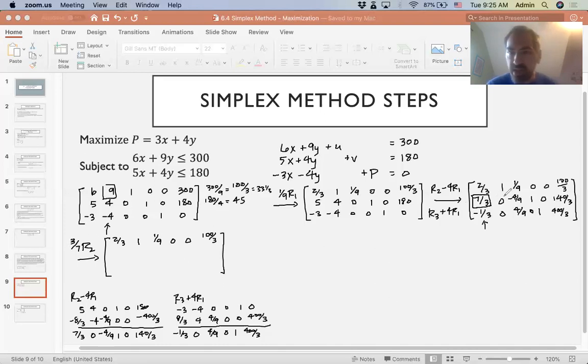Okay, 3/7 times row 2. 3/7 times 7/3 is 1, times 0 is 0, times negative 4/9 is negative 4 over 21. Times 1 is 3/7, and then 0. And then 3/7 times 140/3 is 20. Right, the 3's cancel, and 140 divided by 7 is 20.